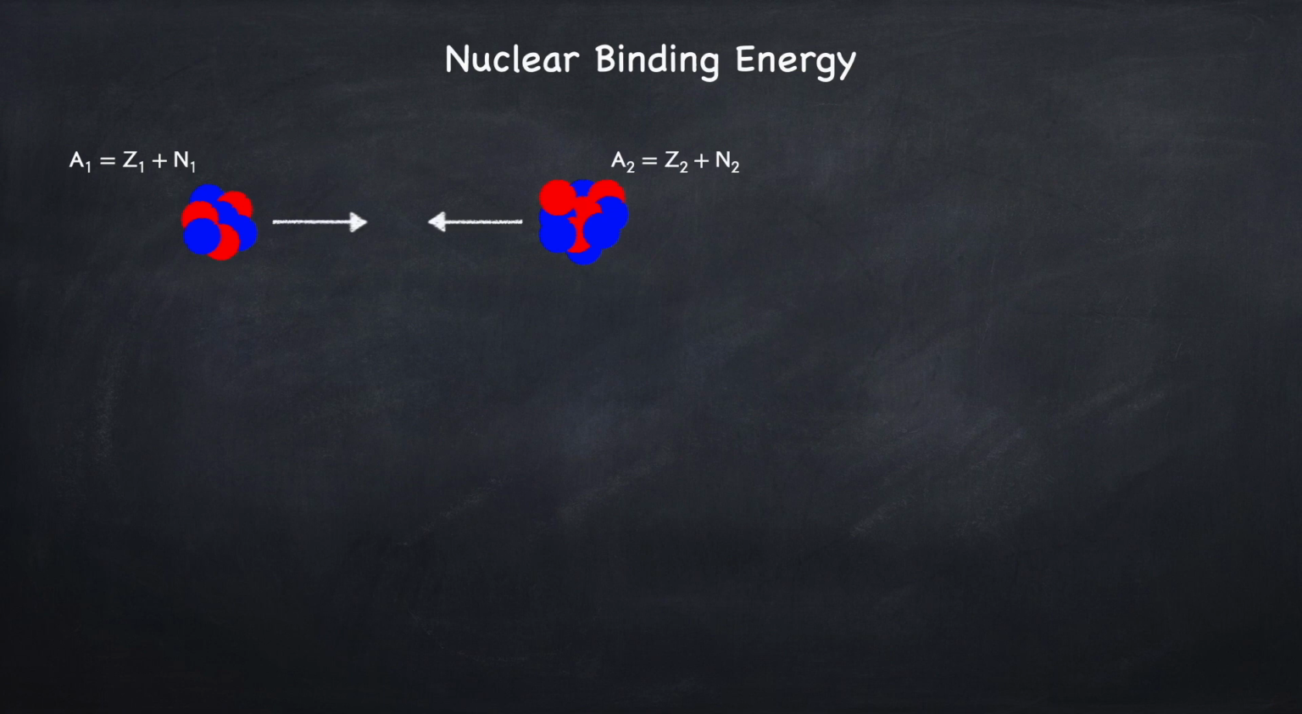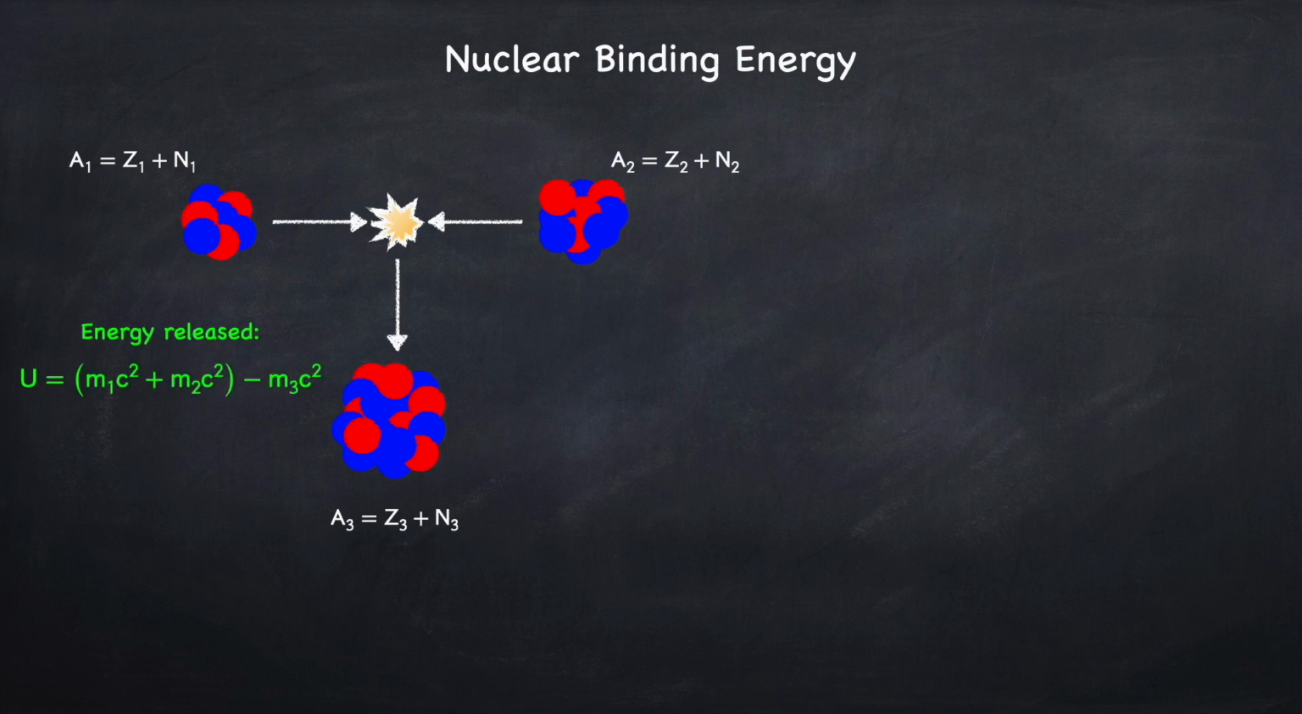These two nuclei come together, they fuse into a larger nucleus, and in the process they release some energy. That energy will be released in the form of some kind of particle or particles. Which particles will depend on the specifics of the nuclei being fused. The energy released will be the rest mass energy difference between the two initial particles and the final particle.